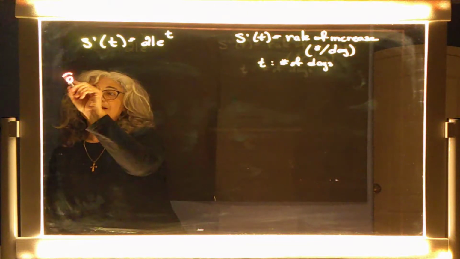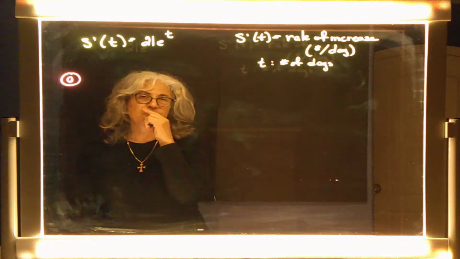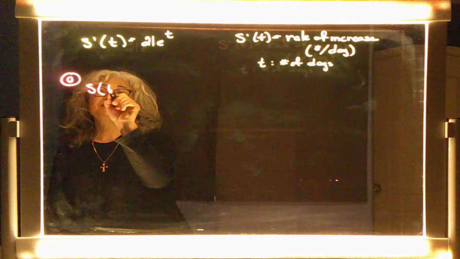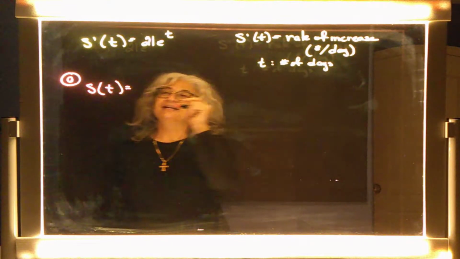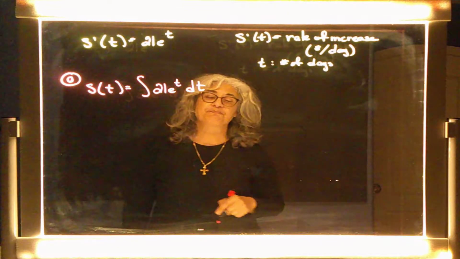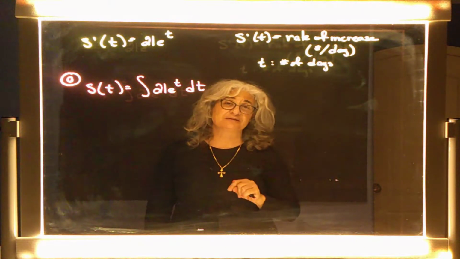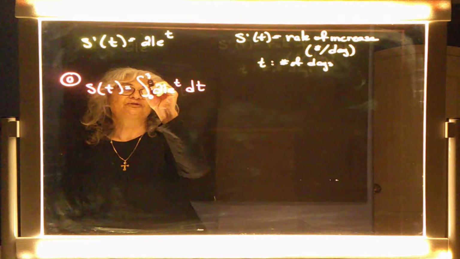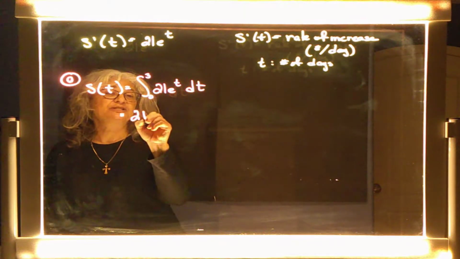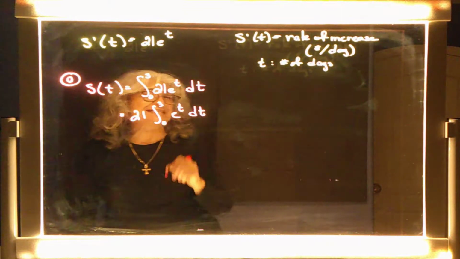Part A is asking us to find the accumulated sales for the first 3 days. So what are we going to have to find if we need the sales? Good, we need to find S of t, which means we need to find the antiderivative. Excellent. 21 e to the t dt. Now, what are you going to label on your integral if it's for the first 3 days? Good, it's going to go from 0 to 3. Excellent, good job. Okay, so I am going to take that 21 out, right? Because since it's a coefficient, I don't need it in there.